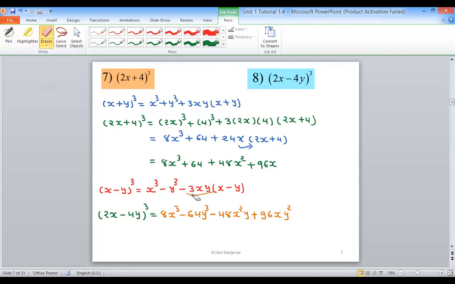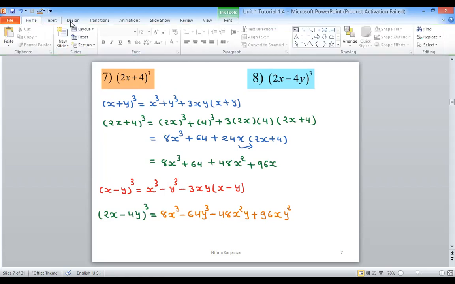Take a minute. A formula. Ma'am, A minus B bracket. Yes, A minus B bracket. Okay, I will do it. Okay, don't worry. Let's do it one more time.